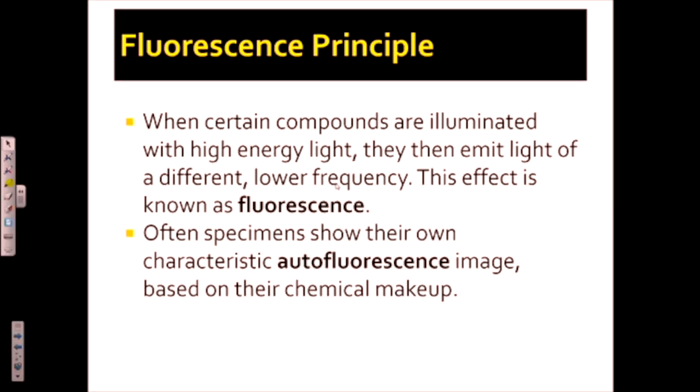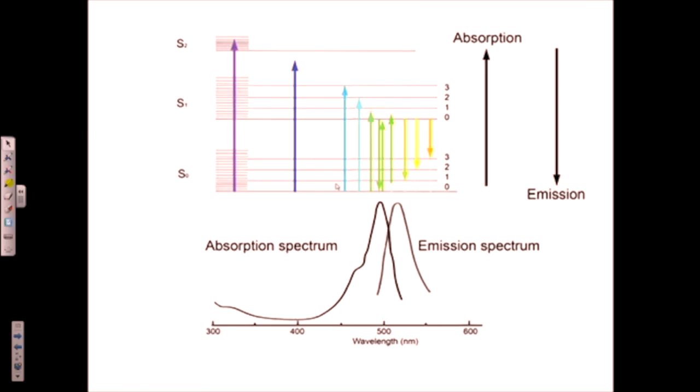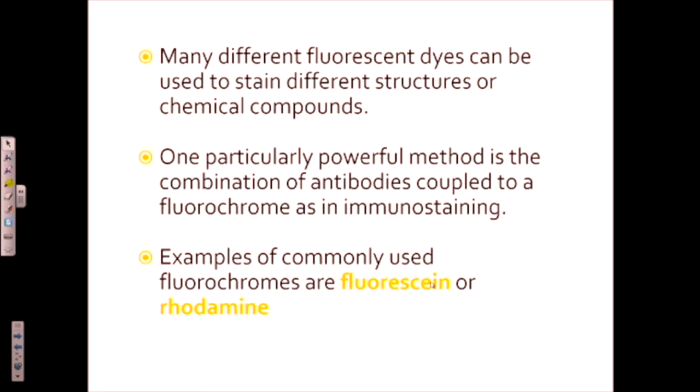So what is the main principle? When certain compounds are illuminated with high energy light, they then emit light of a different, lower frequency. This is known as fluorescence. Often specimens show their own characteristic autofluorescent image based on their chemical makeup. There are two kinds of spectra, absorption and emission. Once absorption happens in a molecule, it transfers energy, and that goes out as an emission spectrum, and you can see that bright glowing light in the form of fluorescence. Many different fluorescent dyes can be used to stain different structures or chemical compounds.